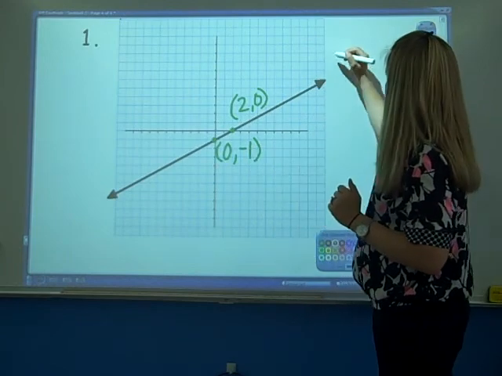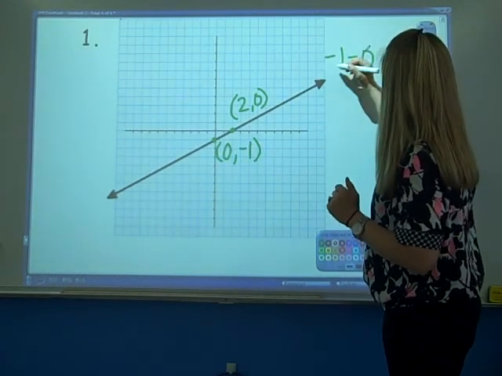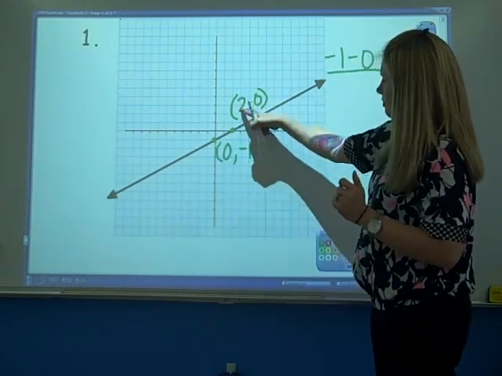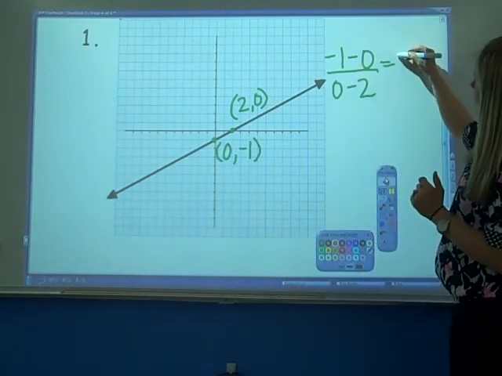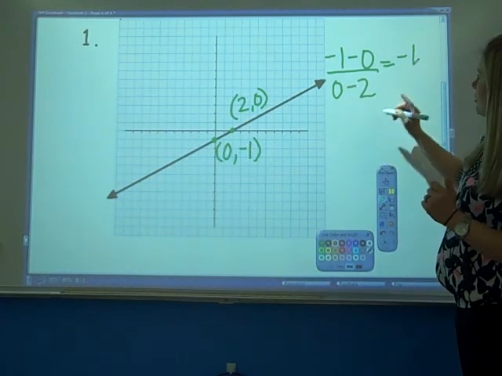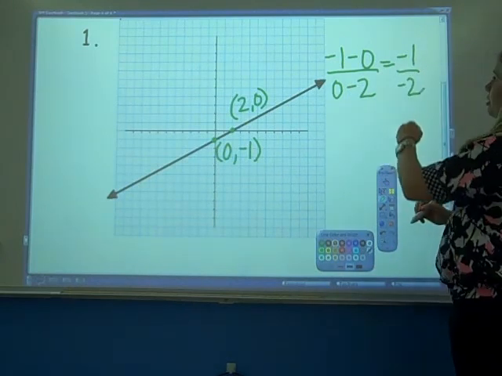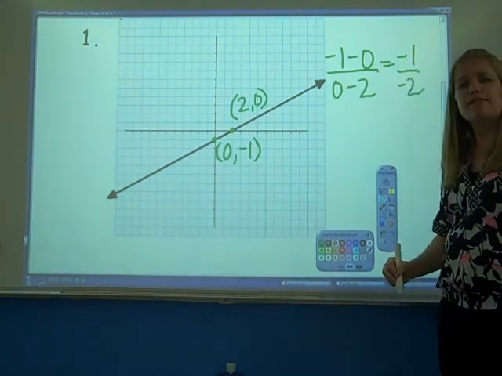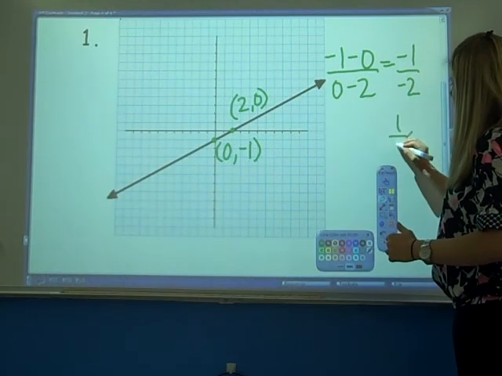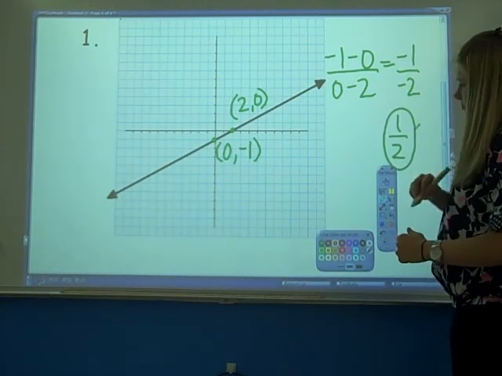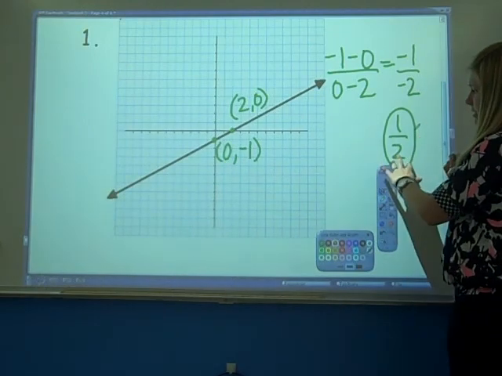-1 minus 0 over 0 minus 2. -1 take away 0 is -1. 0 take away 2 is -2. Now look, I have a negative over a negative. You can't leave that. Negative over negative means it's a positive. It means that this slope is a half. Okay? So it's still a positive slope.